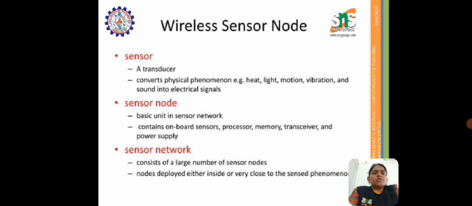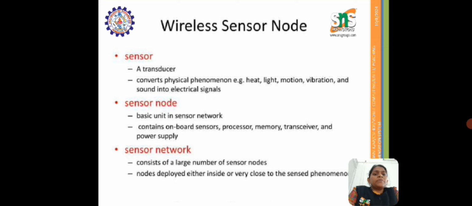Next is the wireless sensor node. A wireless sensor node has a sensor, and sensor networks. In your sensor you have a transducer. You all know about a transducer, which converts one physical element into an electrical signal. Here the physical signal may be heat, light, motion, vibration, or sound, and it is changed into an electrical signal. In the poaching prevention system we use motion, vibration, and sound, which are converted into electrical signals and transferred with the help of a transmitter and received by the control room.